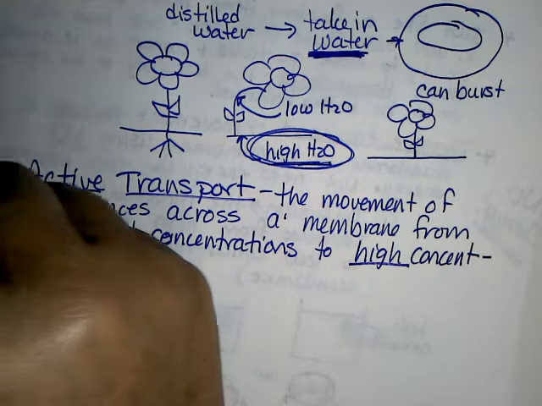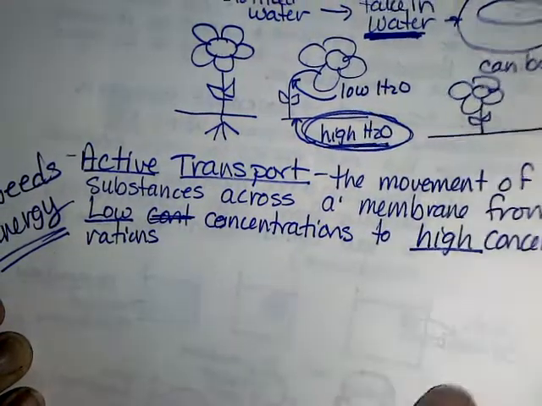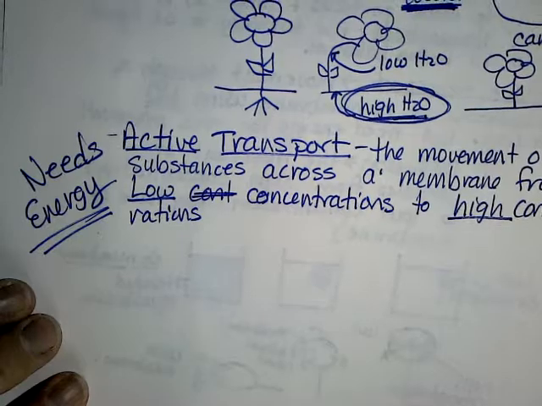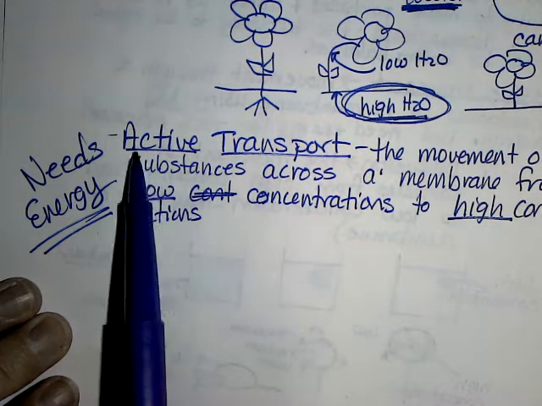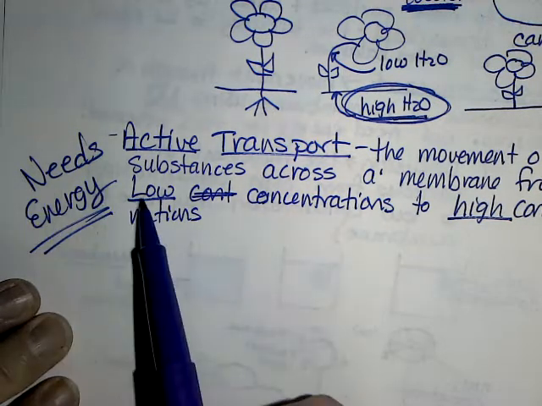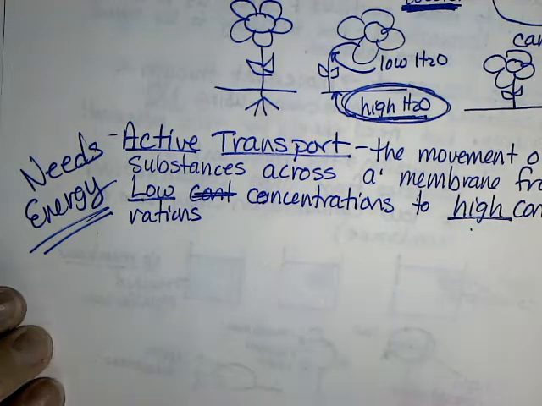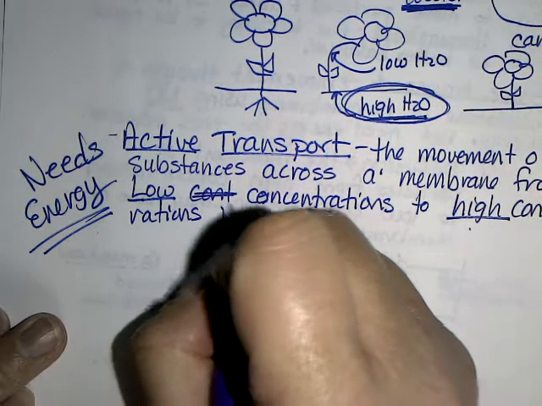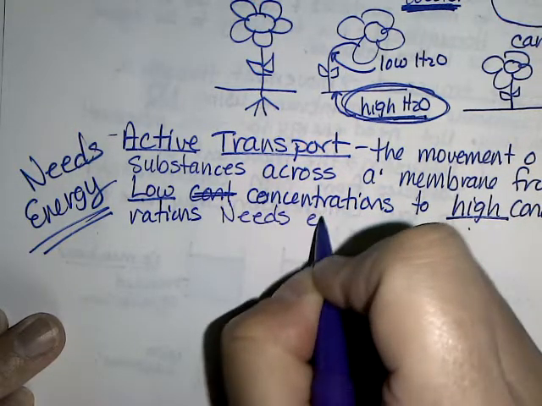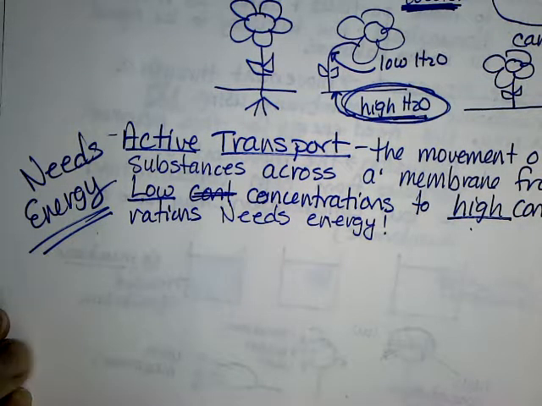And it needs energy. This one requires your cells to use energy. It kind of makes sense, right? Active, you're moving around, you need energy. Passive, you really don't need energy for that. So active transport goes from low to high, and it's the movement of substances across the membrane. But it needs energy. Needs energy, okay?